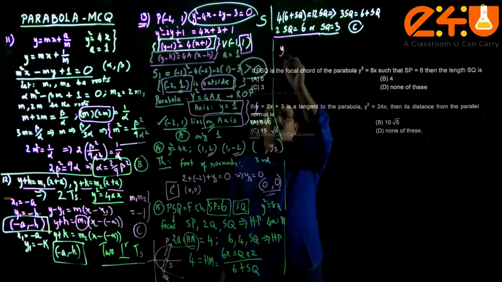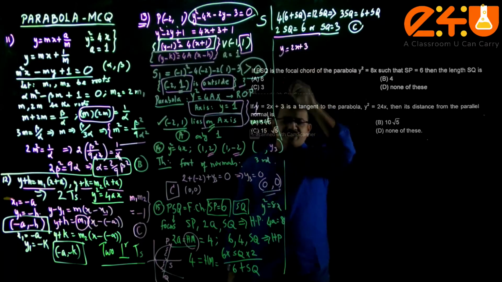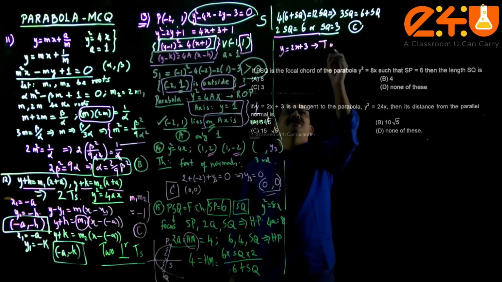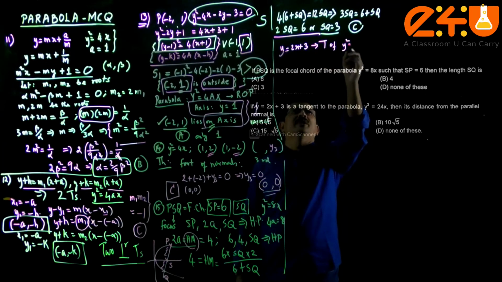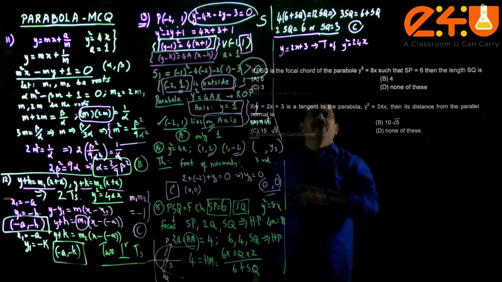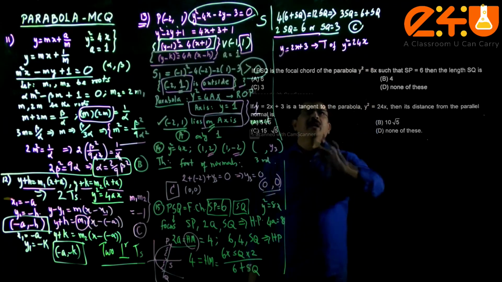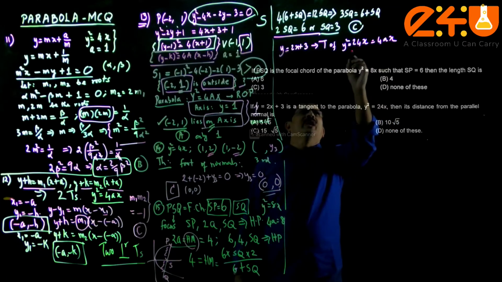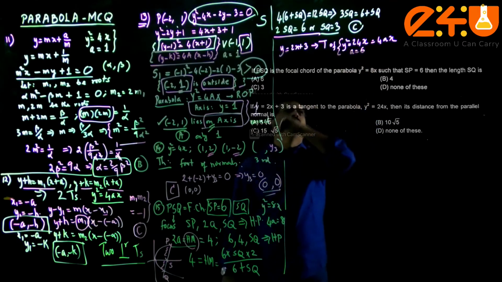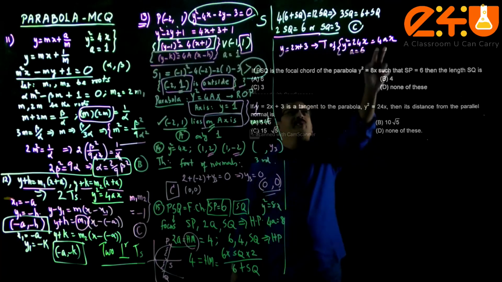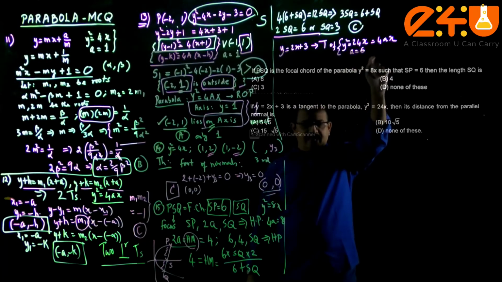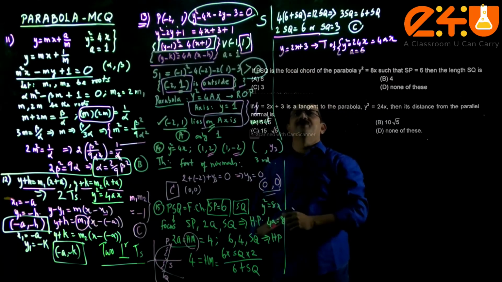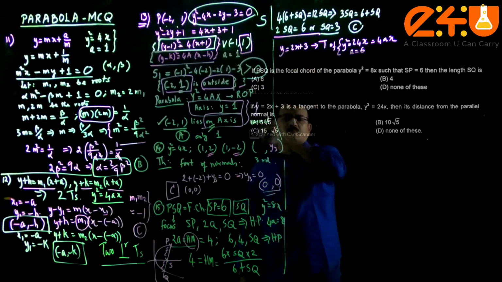The next question says y equal to 2x plus 3 is a tangent to the parabola y squared equal to 24x. What does this 24x mean? 4ax. So what do you get from here? I get the value of a, because 4a happens to be 24. One more property: y equal to 2x plus 3, so the slope of the tangent here is 2.